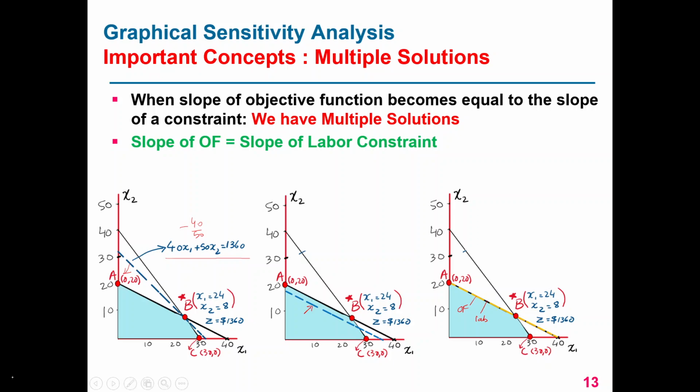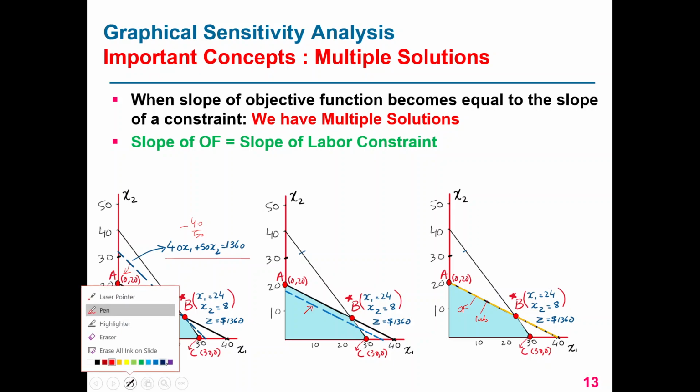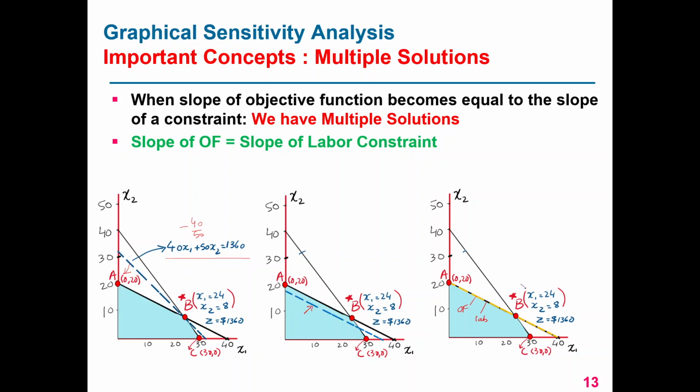So initially we just had this B as the optimal point, but now if you look at here, the point A will also become optimal. So whenever the slope of the objective function becomes equal to the slope of the constraint, we have multiple solutions.